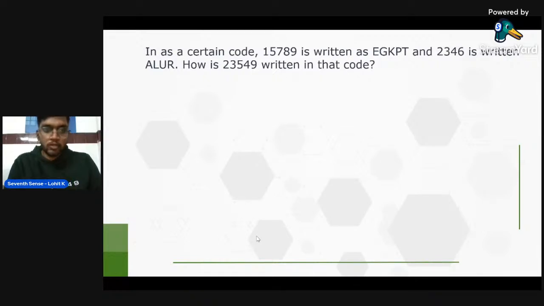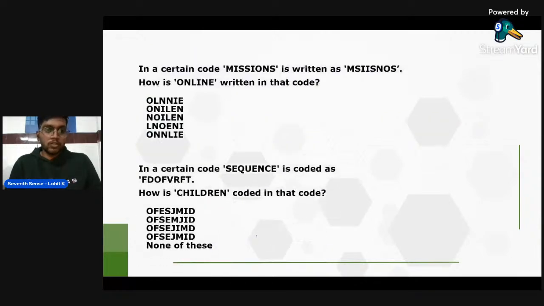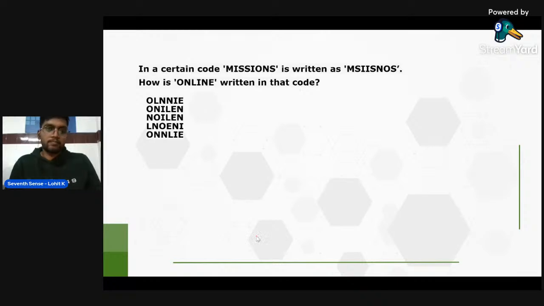What they are doing here is using the same numbers for each letter. You just have to calculate what number represents what letter here, and you will get the answer. ALGUT is correct. See here, this will be the answer for this. The people who haven't done it yet can refer to this. Now do this question fast. Calculate the answer and tell me in the chat box.